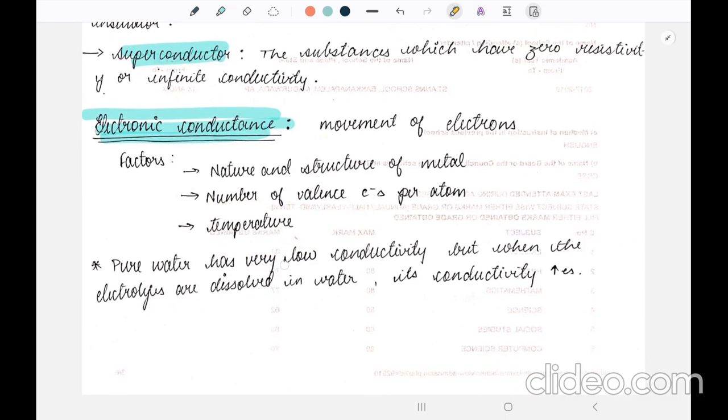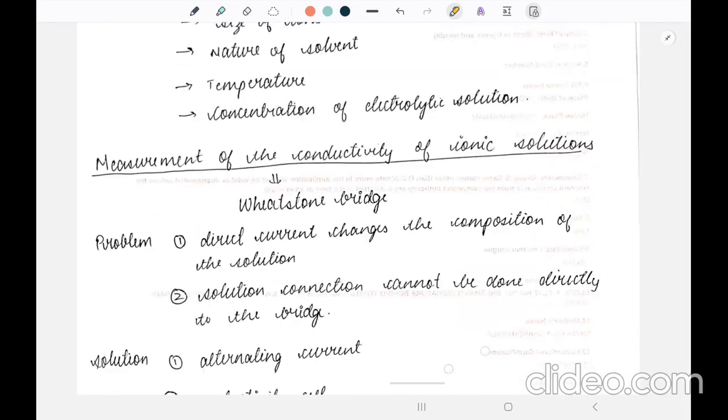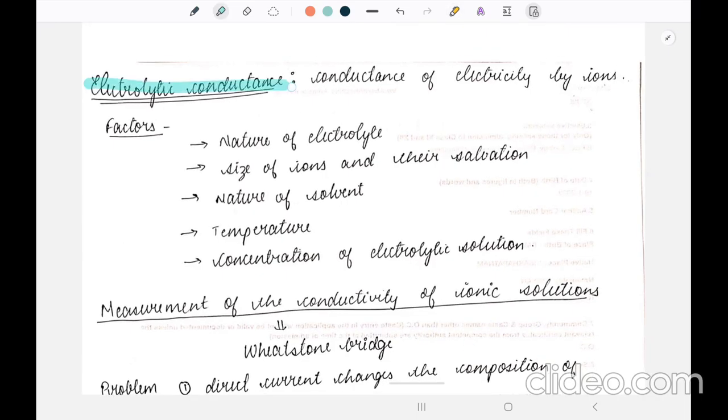Pure water has very low conductivity, but when it is mixed with electrolytes, they furnish their own ions and its conductivity will increase. So the conductance of electricity by ions is called electrolytic conductance. So there is a difference between electronic conductance and electrolytic conductance. Electronic is due to electrons, while electrolytic is due to the ions. So the factors affecting it: the nature of electrolyte. So strong electrolytes have higher electrical conductivity because they have large ability to ionize. However, weak electrolytes will have low electrical conductivity.